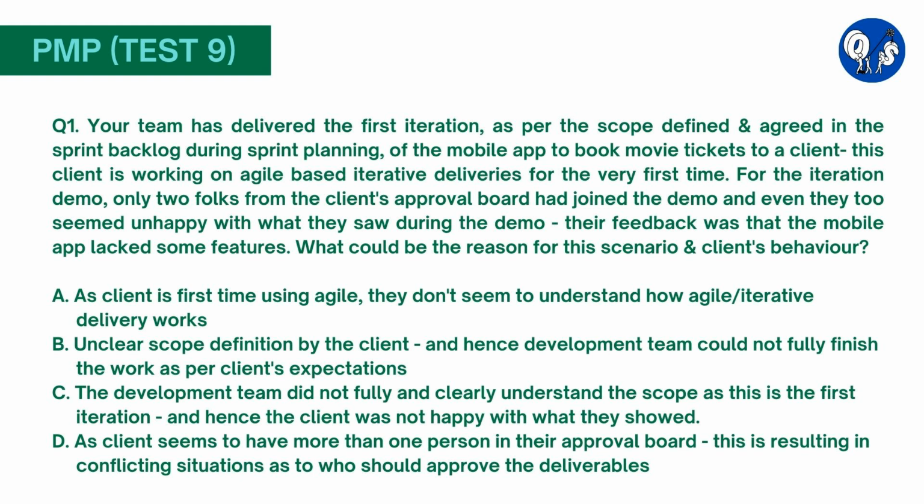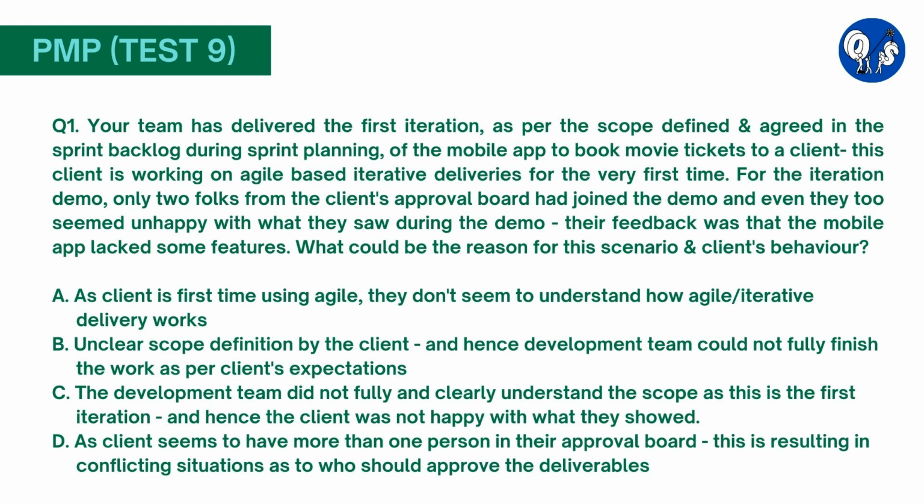Here, option A is correct. It is clearly mentioned that the team has delivered the first iteration as per the scope defined and agreed upon in the sprint backlog. This means that there was no issue with defining or understanding the scope. Also, having multiple folks is not an issue here, as the scenario did not mention that the 2 folks who joined have different views of what is delivered.